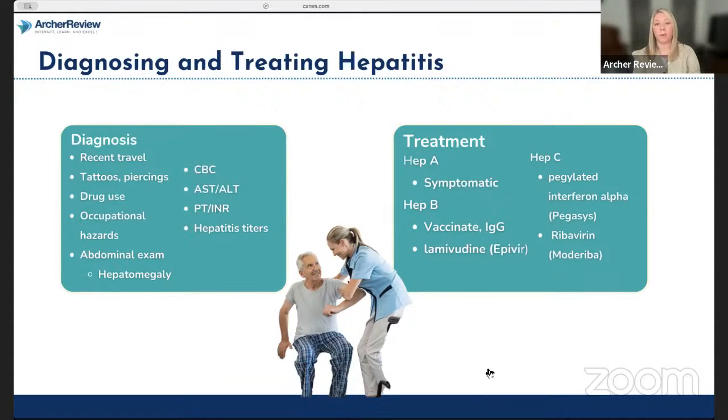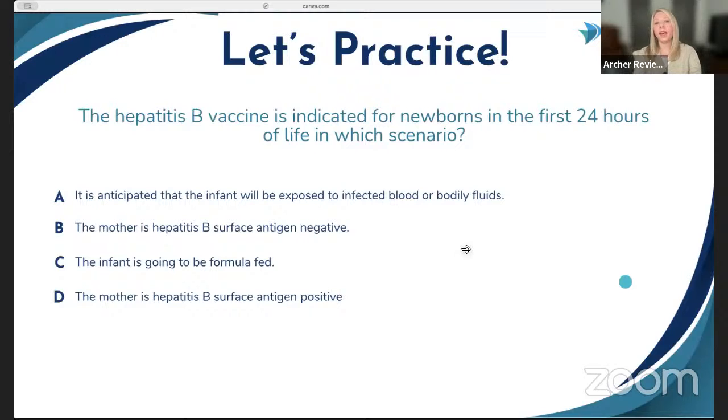So one more question to practice. The hepatitis B vaccine is indicated for newborns in the first 24 hours of life in which scenario? A, it's anticipated that the infant will be exposed to infected blood or bodily fluids. B, the mother is hepatitis B surface antigen negative. C, the infant is going to be formula fed. Or D, the mother is hepatitis B surface antigen positive. Go ahead and take your guess.